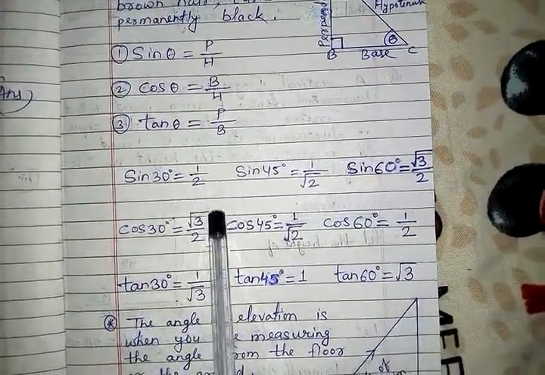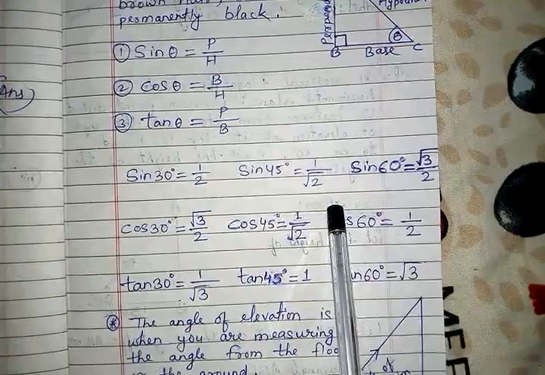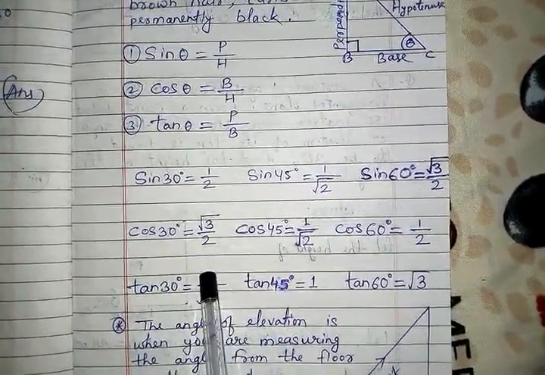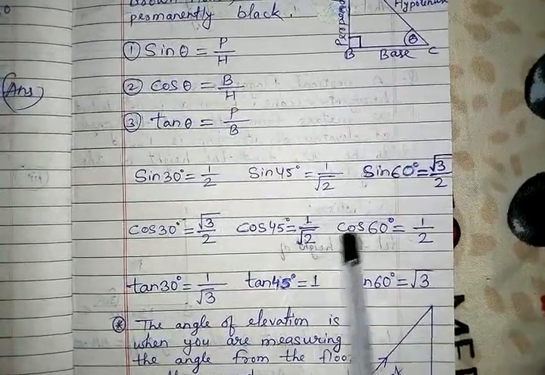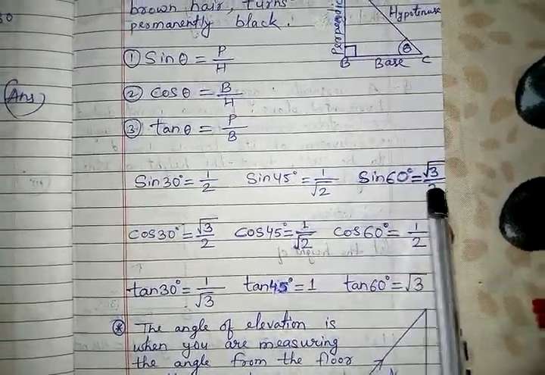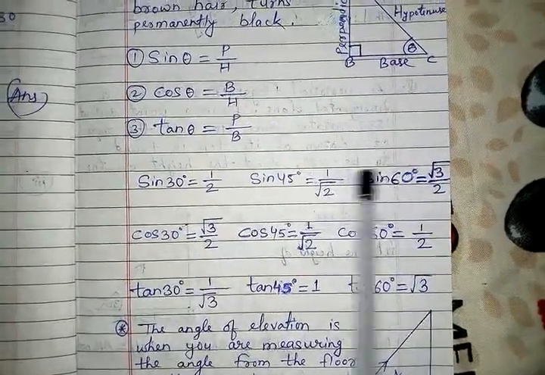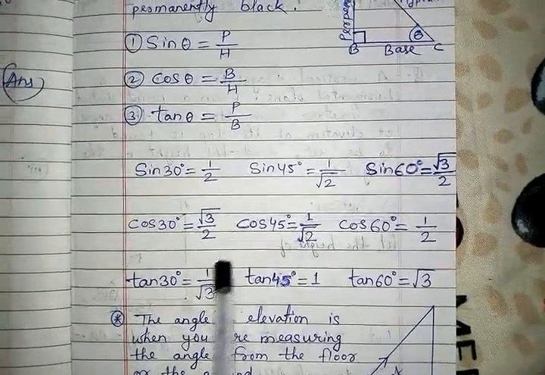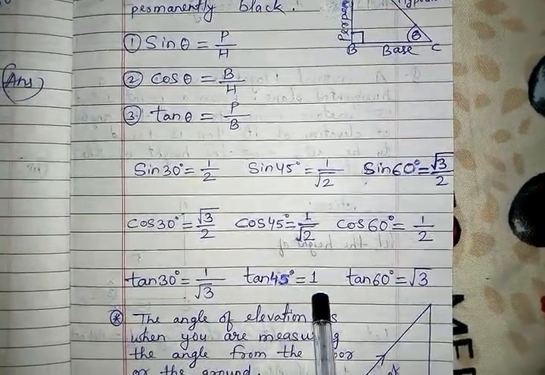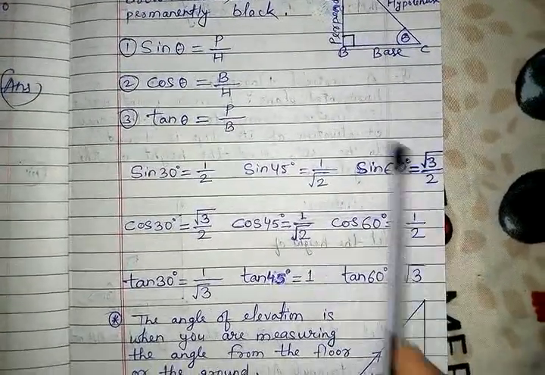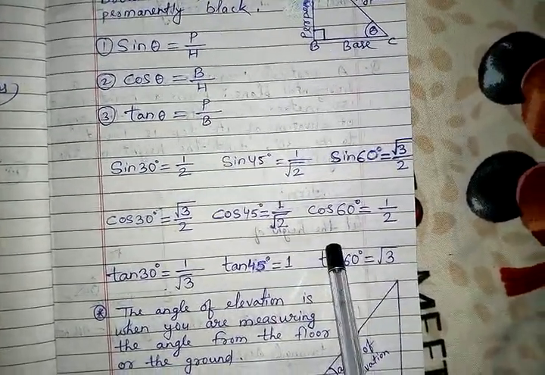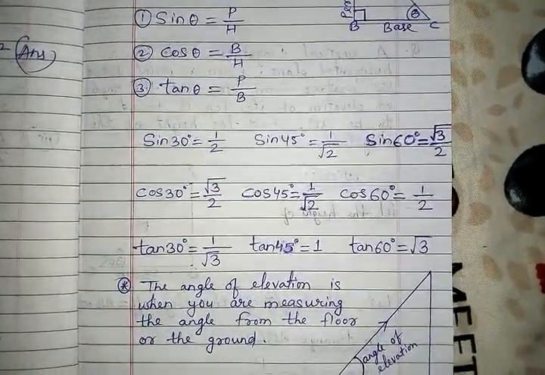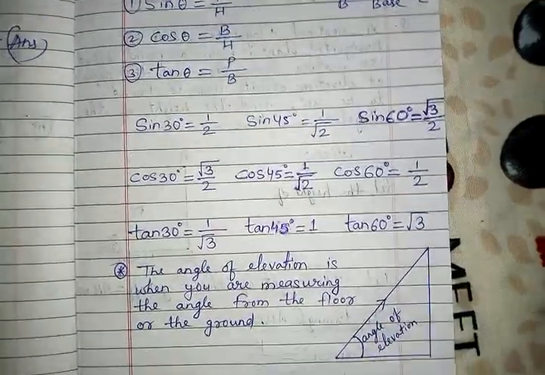In this chapter we should know all these values. Sine 30 degree is 1 by 2, sine 45 degree is 1 by root 2, sine 60 is root 3 by 2. Cos 30 is root 3 by 2, cos 45 is 1 by root 2, cos 60 is 1 by 2. Actually these are opposite values. You can see this value has come here, this value has come here, and this is the same. And tan 30 degree is 1 by root 3, tan 45 is 1, tan 60 is root 3. How all these values come, the easiest way to understand them, we have already discussed in class 9. I hope you remember all those things.